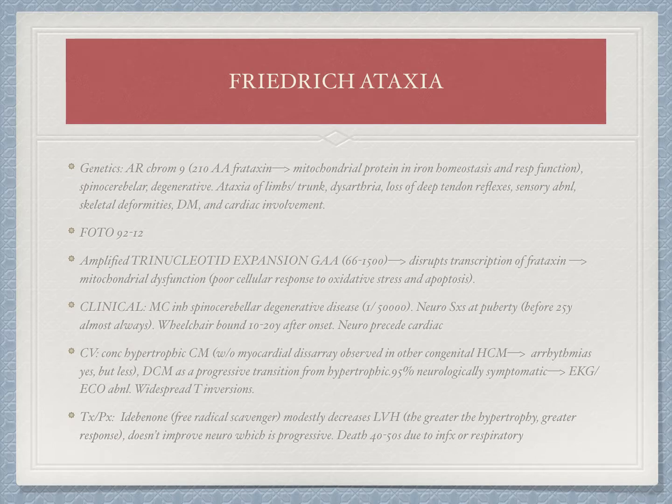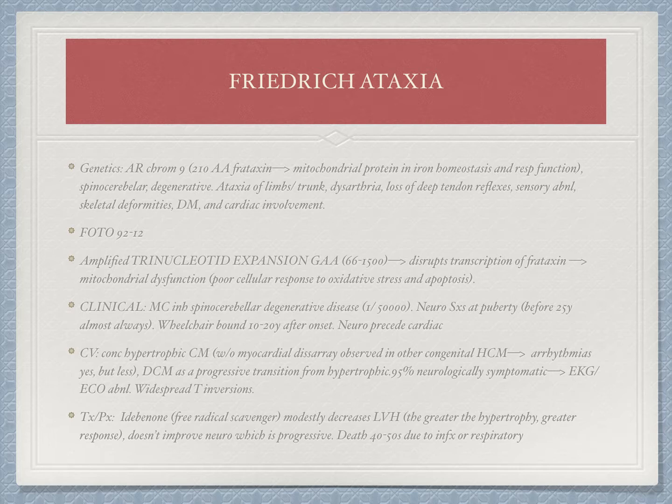Friedreich has 9 letters. It's associated with chromosome 9. Ataxia starts with an A, and Friedreich has 2 R's. It is autosomal recessive, associated with frataxin. Frataxin has to do with free radicals and also with iron management in the cell. When you have frataxin that is produced in lesser amounts or in a dysfunctional manner, you will see a poor cellular response to oxidative stress and also apoptosis.